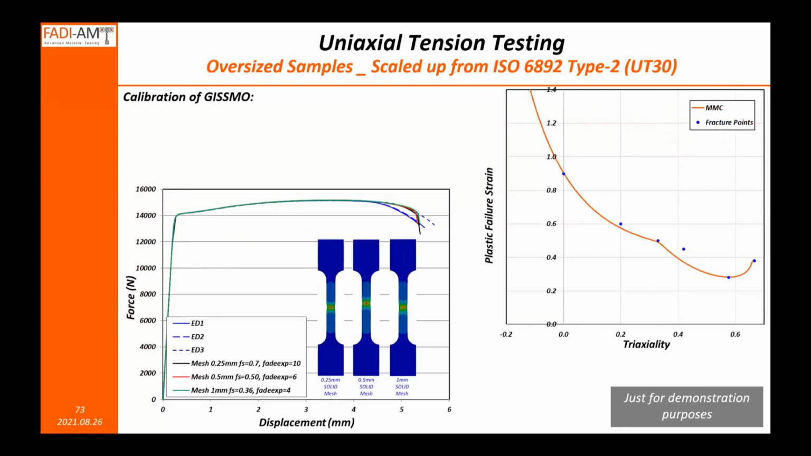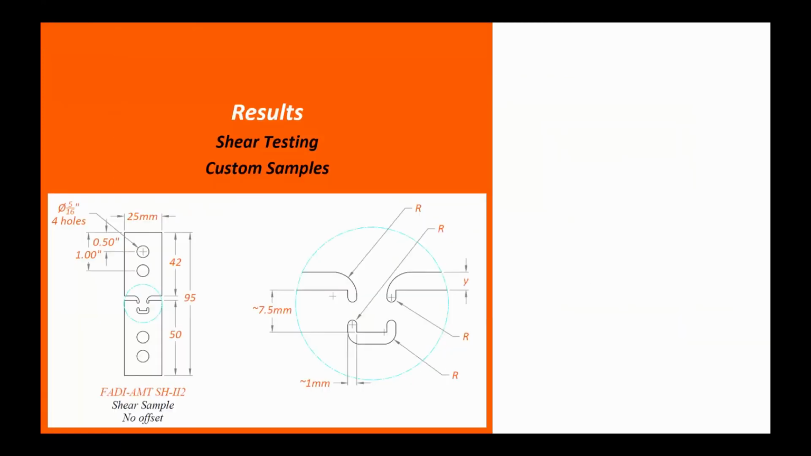And I just put this slide here for those people who are familiar with the process. When you obtain this fading exponent and the fracture strain, the tip of the load displacement curve, you know that this is not going to affect that much. How much is the movement in your stress triaxiality curve that you obtain from this calibration?